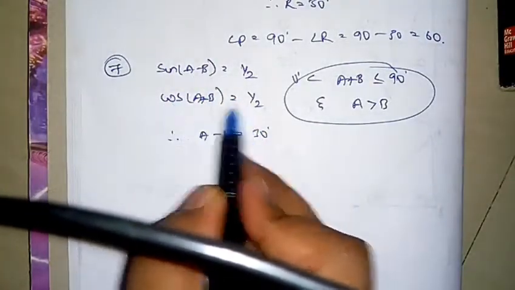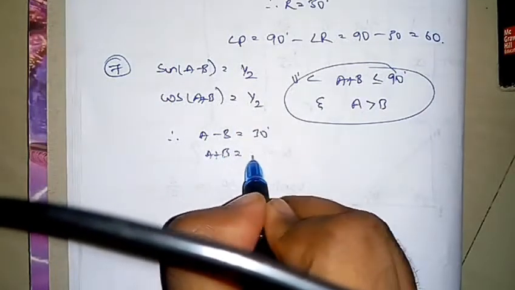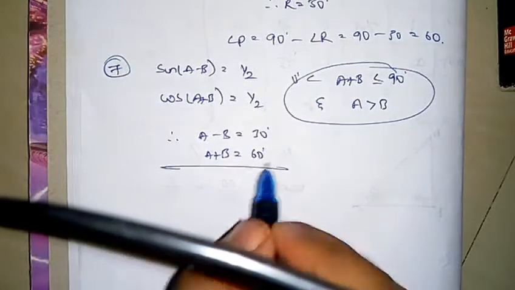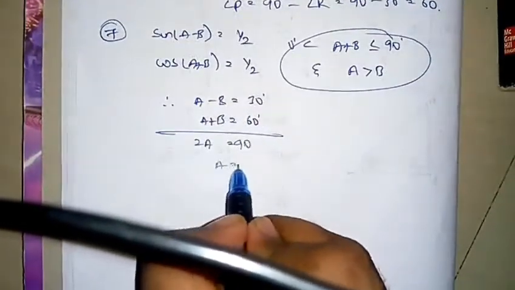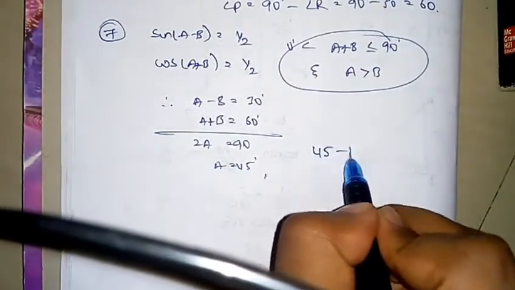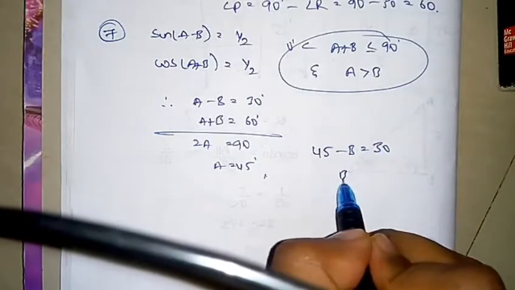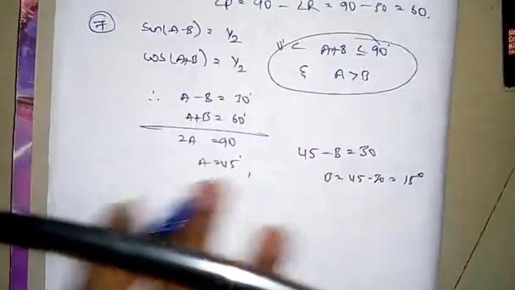Cos 60 is 1 by 2. You are given cos a plus b equal to 1 by 2. So a plus b will be equal to 60 degrees. Do addition, you get 2a is equal to 90, a is equal to 45. Substitute in the first equation, 45 minus b is equal to 30. So b is equal to 45 minus 30, which is equal to 15 degrees.